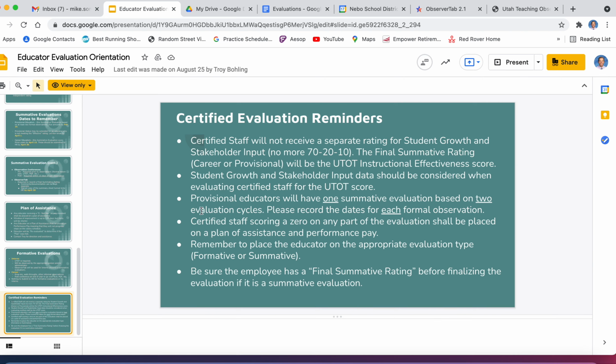And just a reminder, certified staff will not receive a separate rating for student growth and stakeholder input. Student growth and stakeholder input data should be considered when evaluating certified staff. Provisional educators will have one summative evaluation based on 2 evaluation cycles. So that's provisional if you're on the summative side. But if you're a career educator, you only have 1 summative on 1 evaluation. You don't have to go through it twice. Certified staff scoring 0, we talked about that. Plan of assistance, remember to place the educator in the appropriate type.